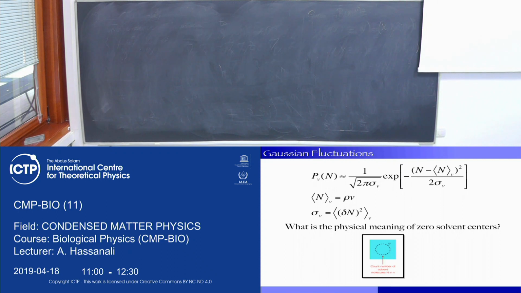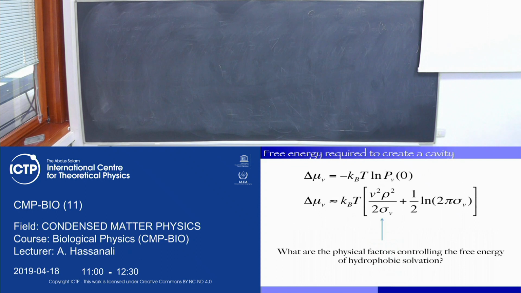Okay, so sigma v, or the ease with which you create cavities in a liquid, is related to the compressibility of the liquid. Okay? Now this delta mu is just the delta G that I was discussing before, which is minus kBT log of P of 0. And if this is a Gaussian, then you have an expression of how the free energy relates to the density and the compressibility.